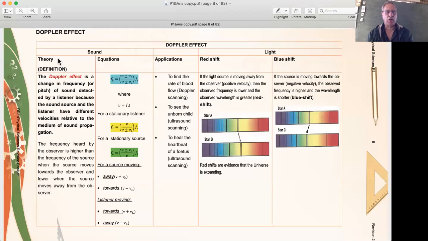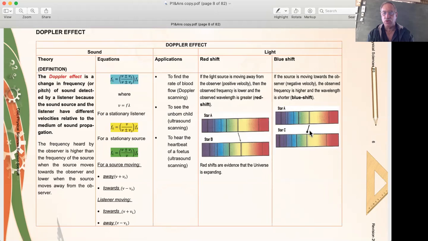Okay, here on our worksheet we've got, for example, in Doppler, if the light source is moving away from the observer, positive velocity, then the observed frequency is lower and the observed wavelength is greater: redshift. Star A, redshifts are evident that the universe is expanding. So here's a redshift. It's gone from that, and it's moved to that. So it's moved more towards the red zone.